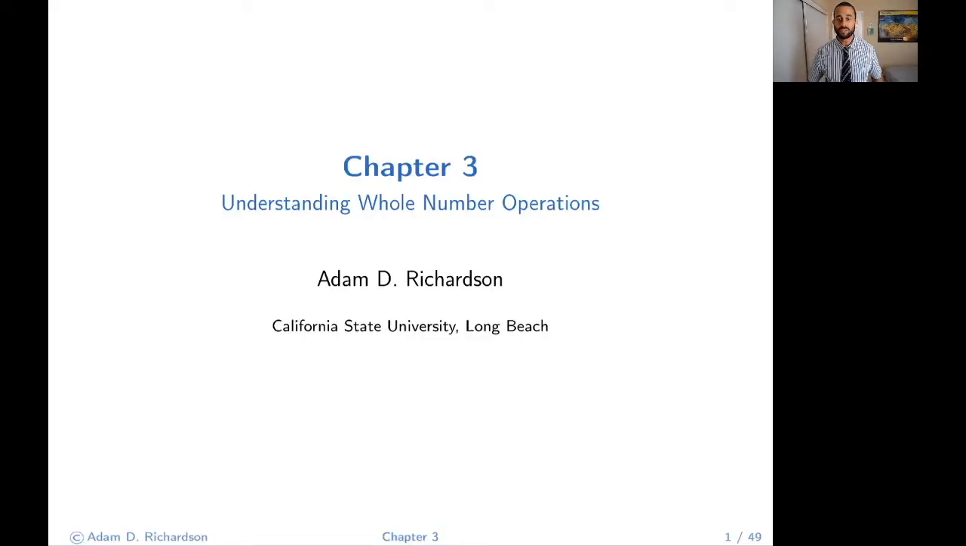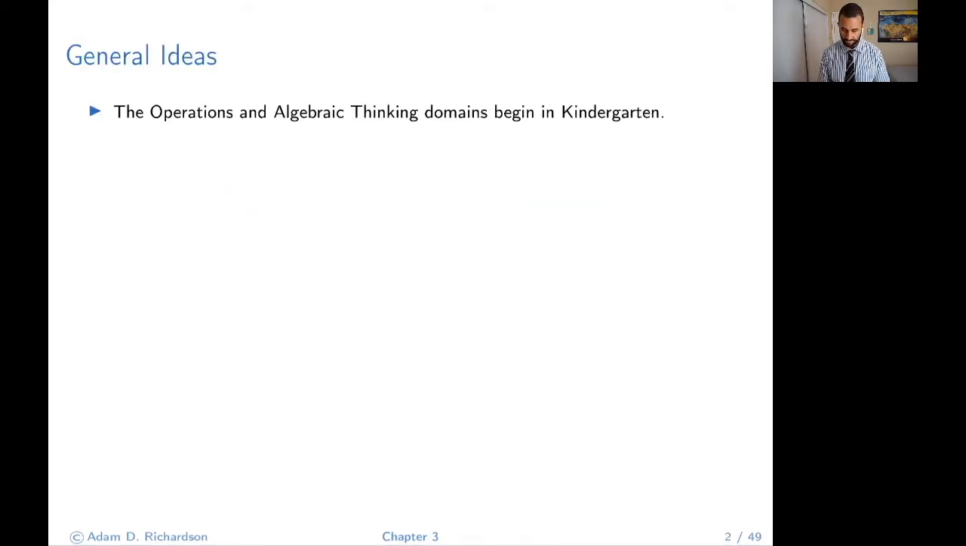Chapter 3 is all about understanding whole number operations. The previous chapter is all about our enumeration system, how we count, how we represent numbers, and how our place value system works. Now we're going to talk specifically about how to operate on numbers.